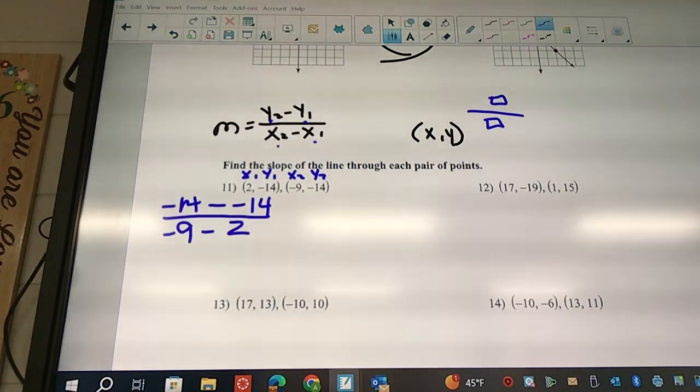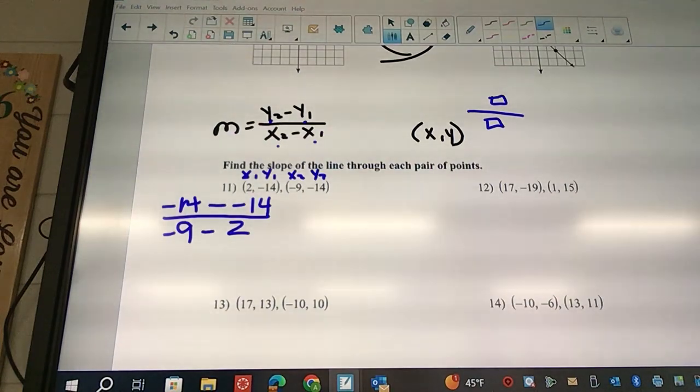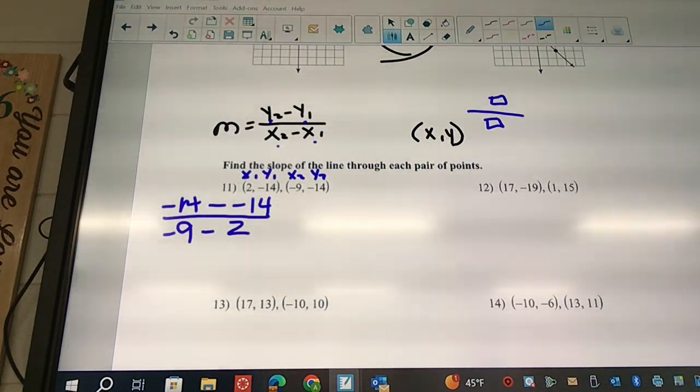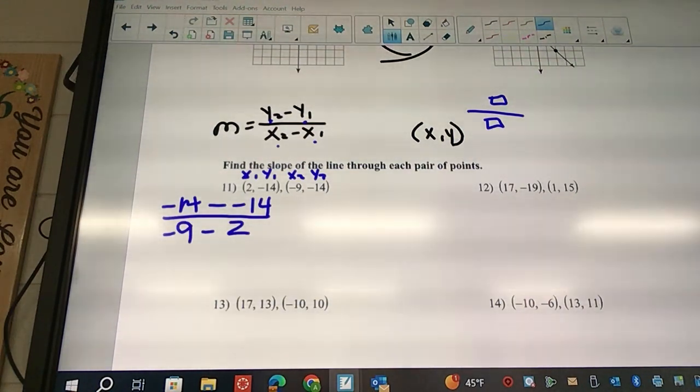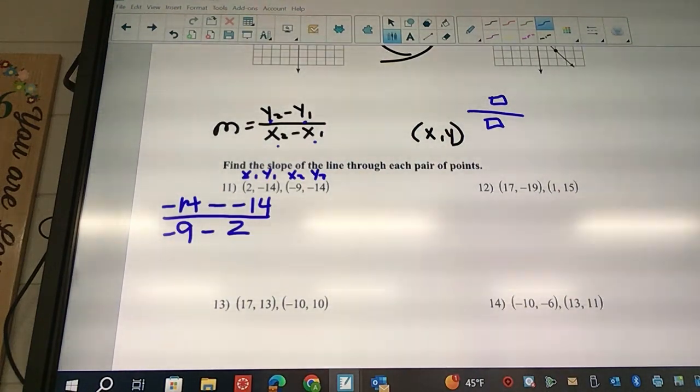Hold up. What do you mean it won't let you do it? Oh, that's what I was saying. You need the picture. I said, tell me if you don't have the picture. Get a different one.